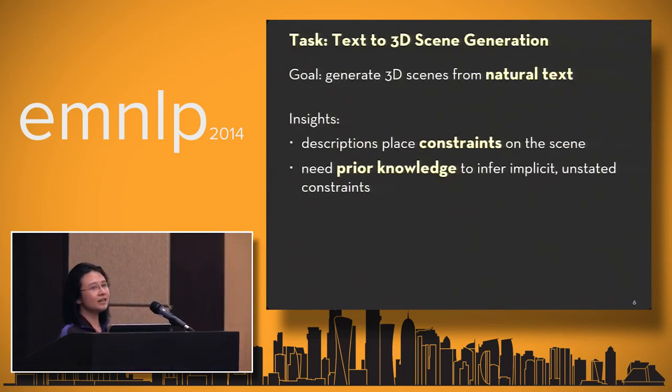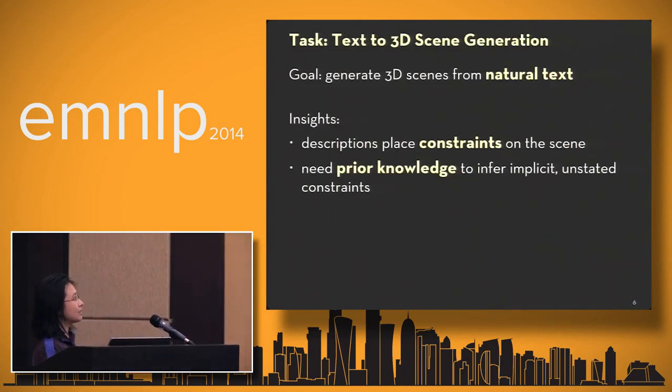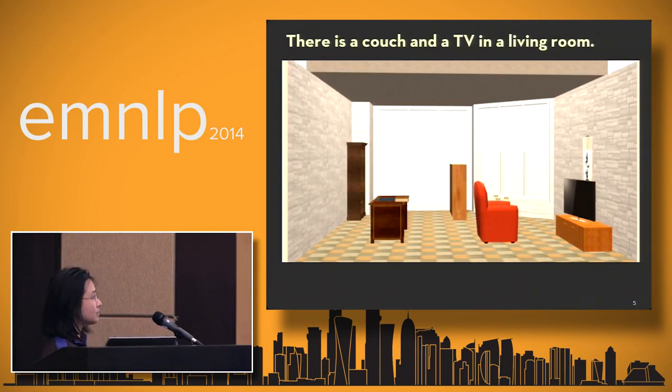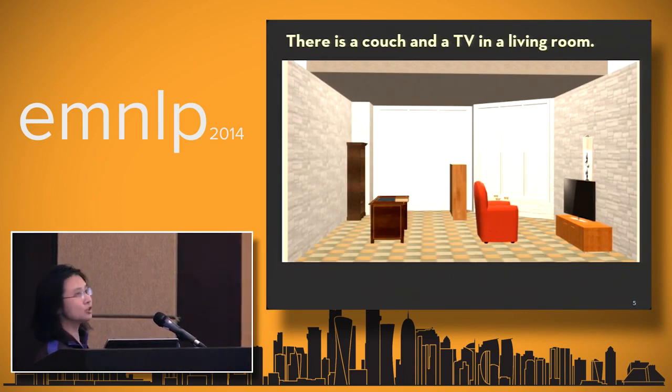And the key insight is that natural text doesn't state everything that should be in the scene. It basically places some constraints on what should be in the scene, but we need a lot of prior knowledge to infer the implicit and unstated constraints. For instance, this sentence indicates there should be a couch and a TV, and a living room, but what should go in a living room? There's usually additional objects such as bookcases, and for the TV, perhaps it should have a TV stand on which it's placed.